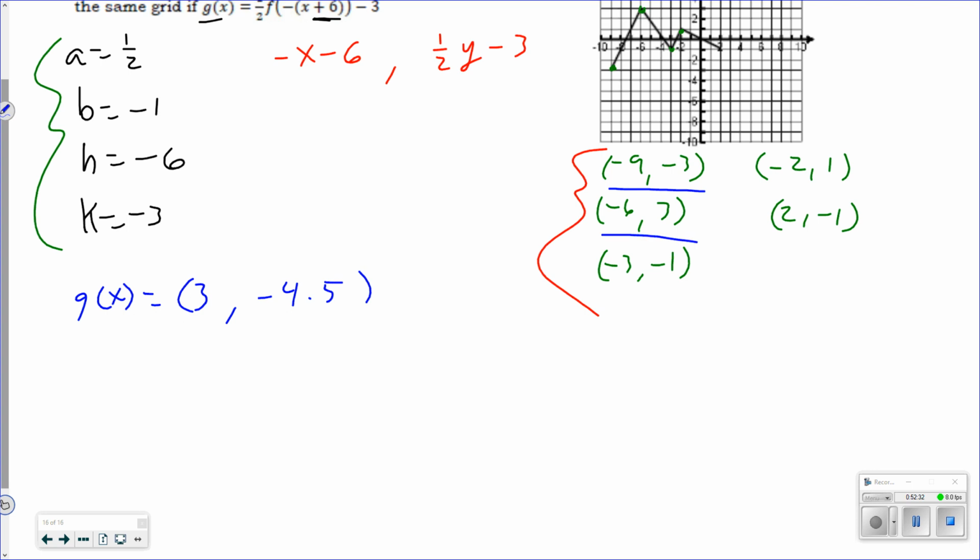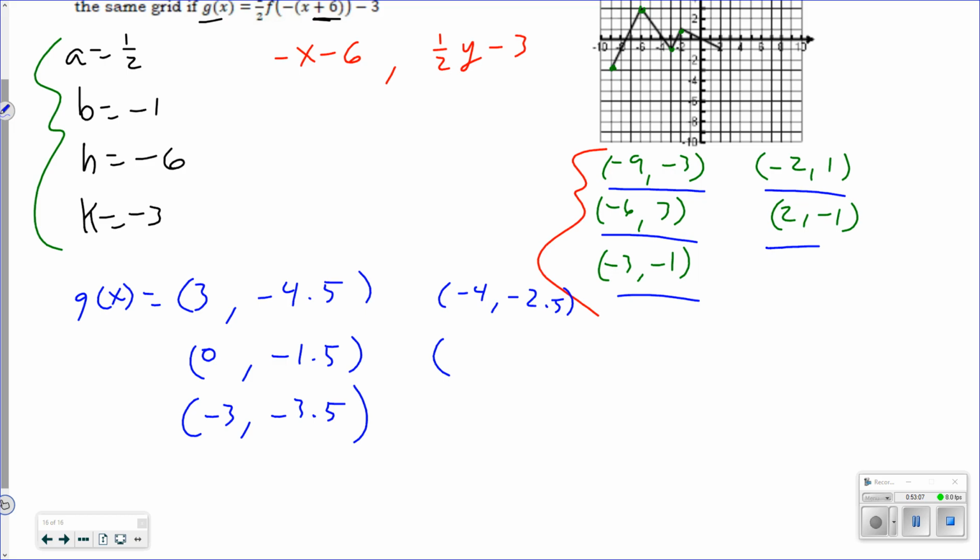-6, -3, that gives you 6 minus 6, which is 0. Then 3 times 1/2 gives you 1.5. 1.5 minus 3 is -1.5. -3, 1. You have 3 minus 6 is -3. -1 gives you a -1/2. Minus 3 is -3.5. -2, 1. Plug in -2. You have 2 minus 6, which is -4. 1 times 1/2 is 1/2 minus 3, which is -2.5.